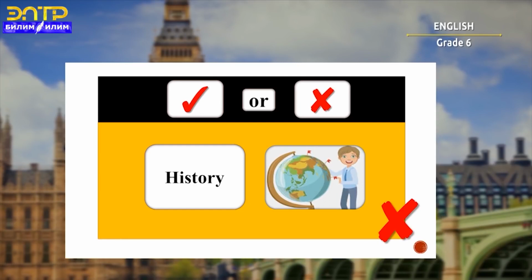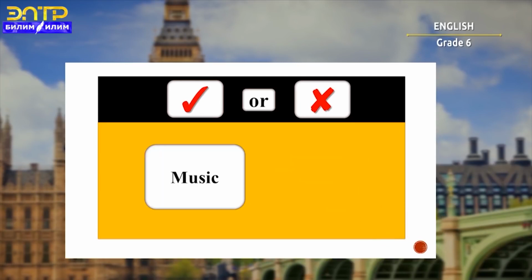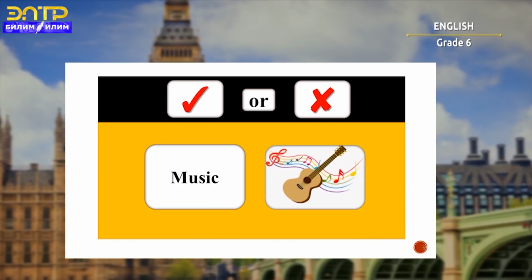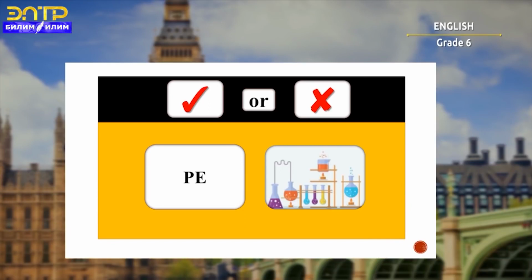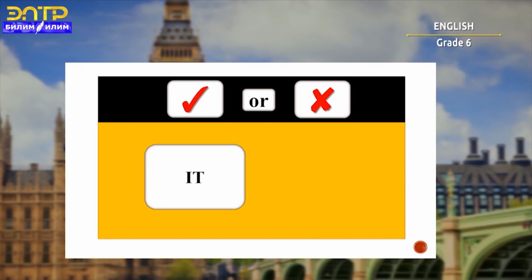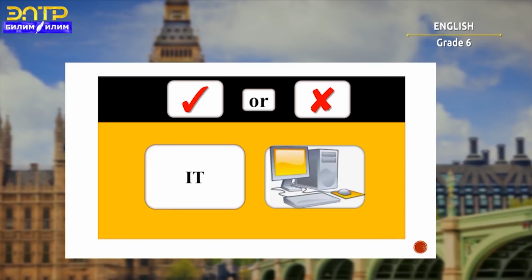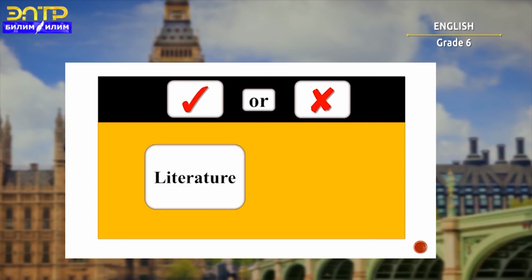It is cross. It's not correct. Next one. Music. It's correct. Good. Next one. PE. It's not correct. One more. IT. Very good. The matching is correct.